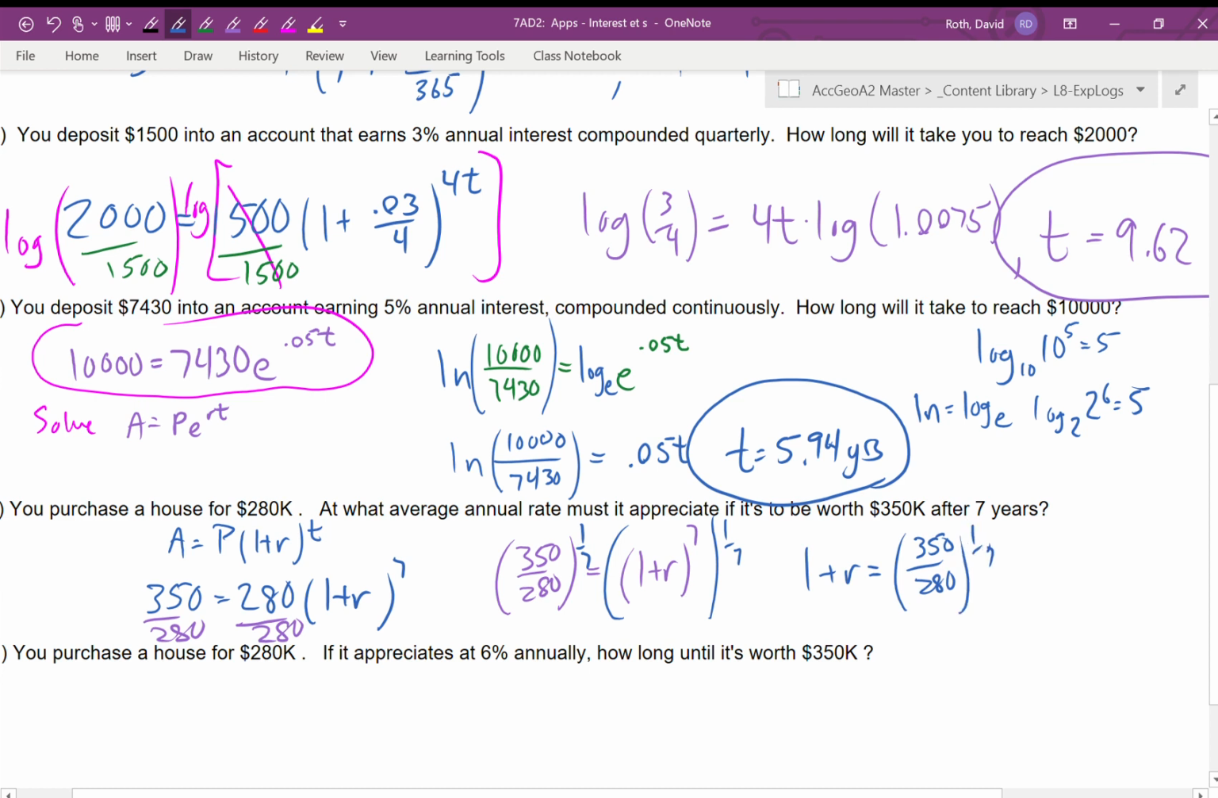You can do that in your calculator. So the r you should get is 3.24%.